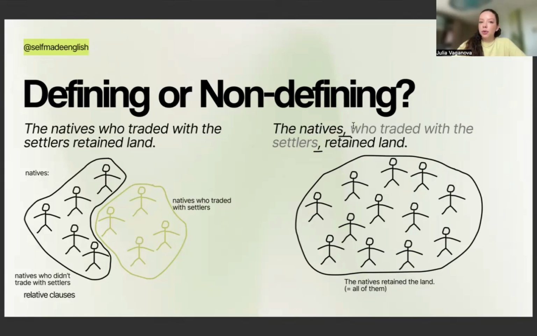that this information is non-essential, right? We can omit this. The natives retained land. We have a complete sentence that makes sense. This way, all the natives retained the land. All of them were trading with the settlers. So this is just an example sentence for you to memorize this topic better.